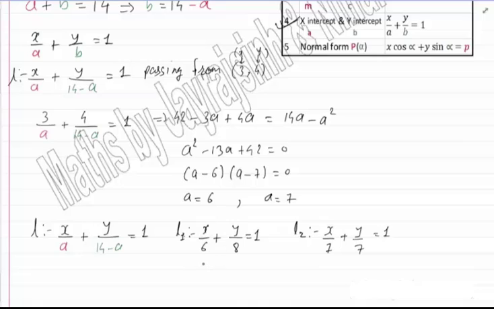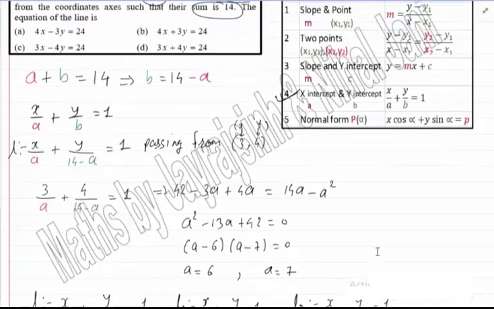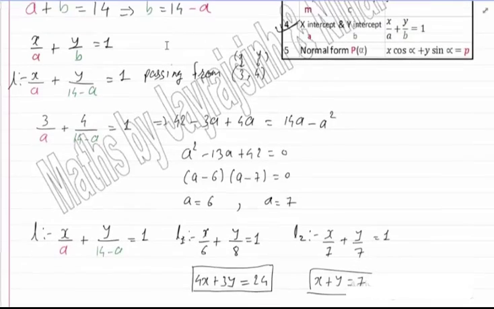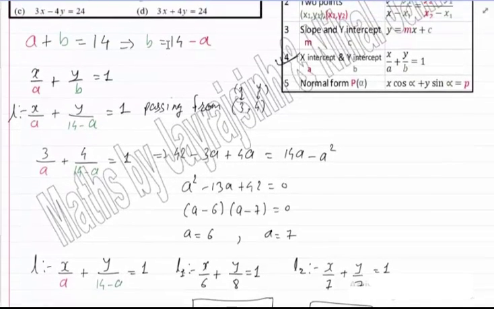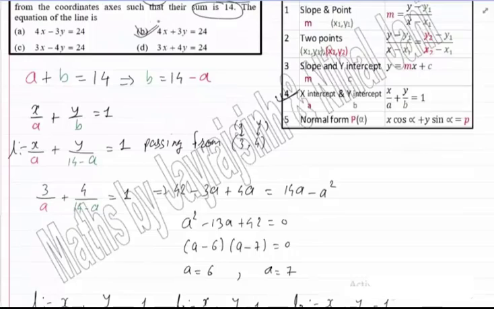Let's cross multiply to get the final answer. We will get 4x plus 3y is equal to 24 and x plus y is equal to 7. Ta-da! These are the required equations of the line, but we have to check in the options. And yes, 4x plus 3y is equal to 24 is in the options, so our correct option is option B.